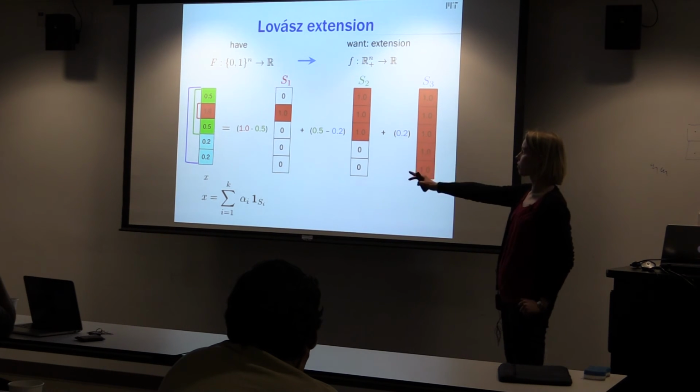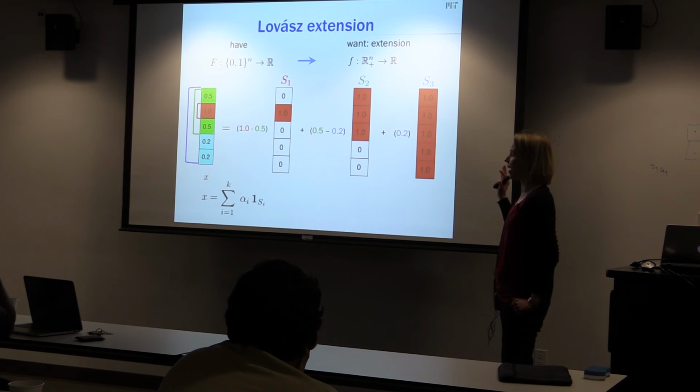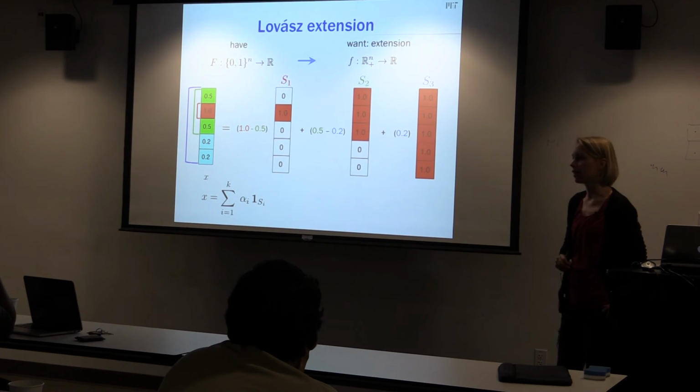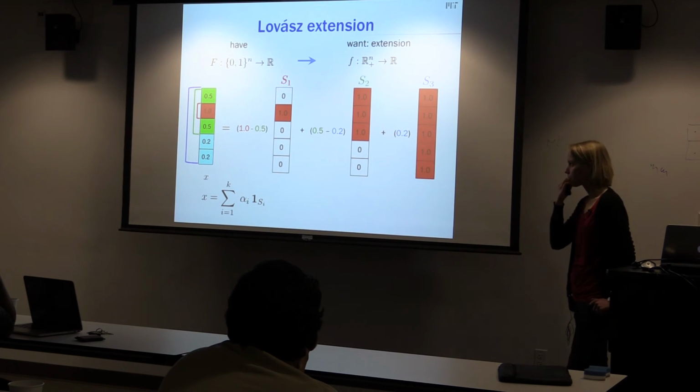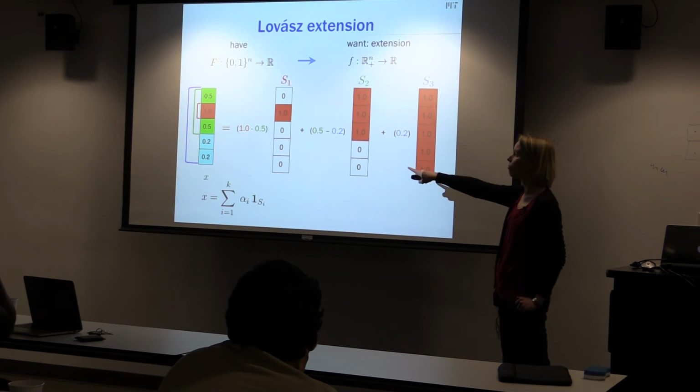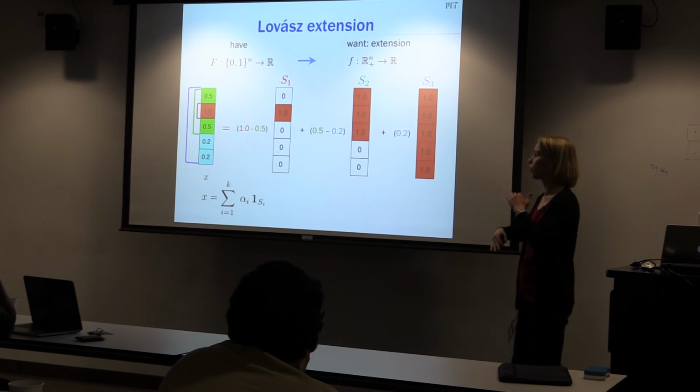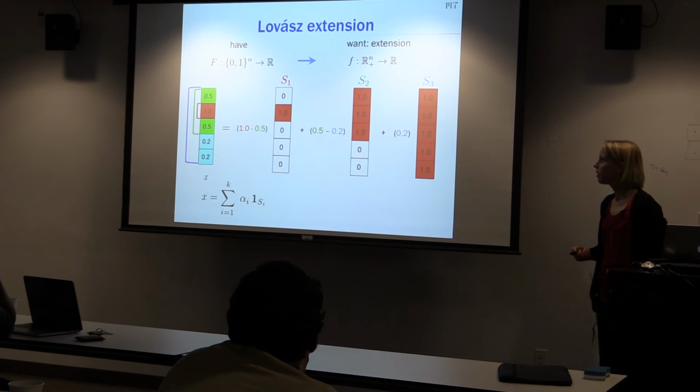So this gives me a representation of my vector as a combination of binary vectors. And I can do this with any vector in a unique way. All you need to do is sort your vector and look at the difference between the largest and smallest, and so on and so forth. And then all I do is have this representation.